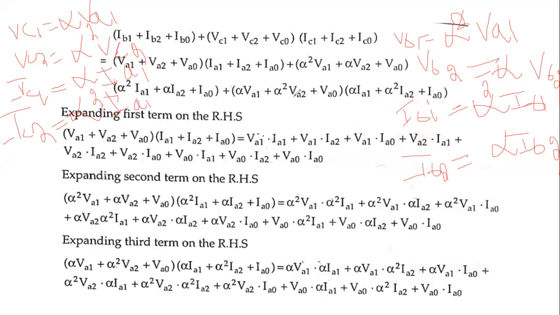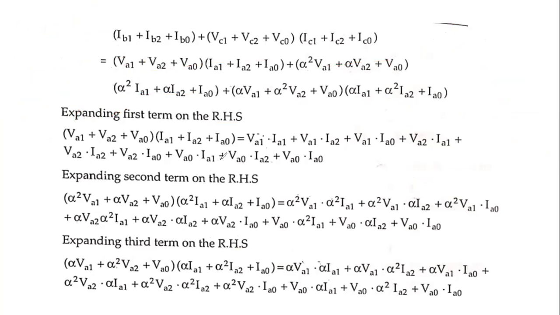Substitute all these values in this formula and simplify. Expanding the right-hand side, we have three terms: the first, second and third. First we expand the first term, then the second term, then the third term, and simplify this equation.